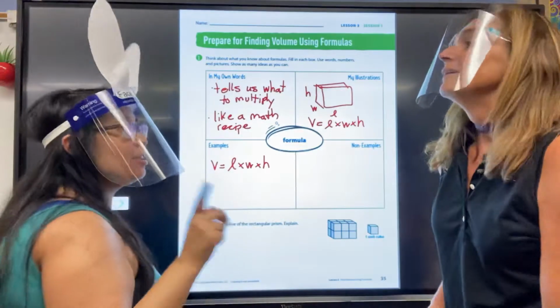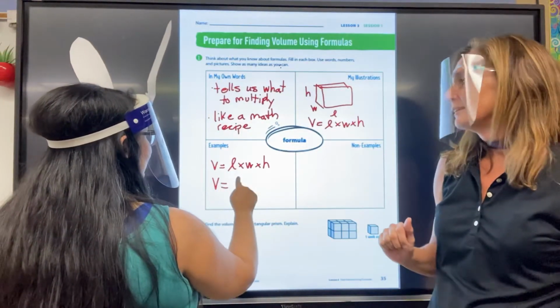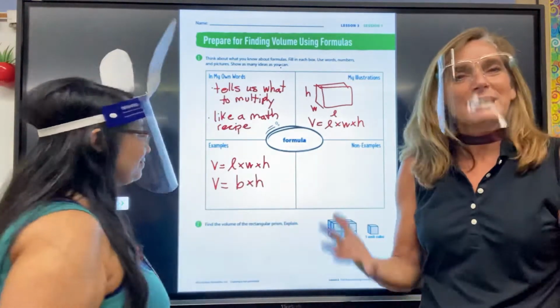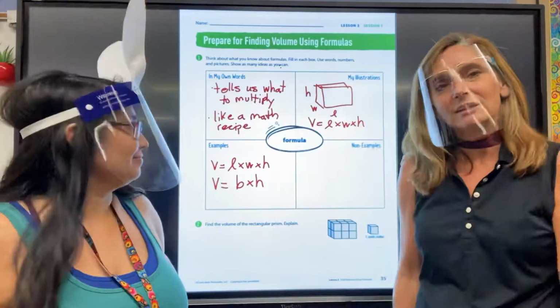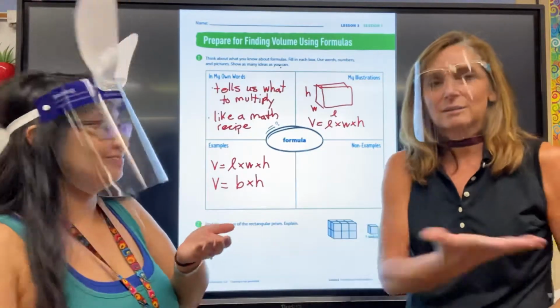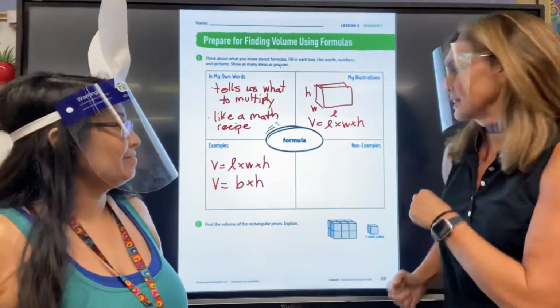But we know another formula. We do. It's still for volume, but we can take the length and the width and make it a base times the height. So it just makes it one less thing to look at, because we know the base is just the area of that rectangular prism, and then we can multiply it by the height to figure out how much it's going to hold.